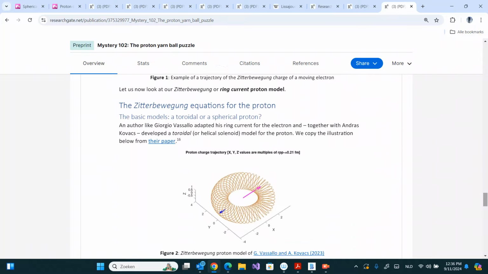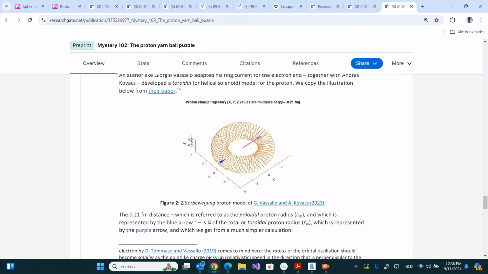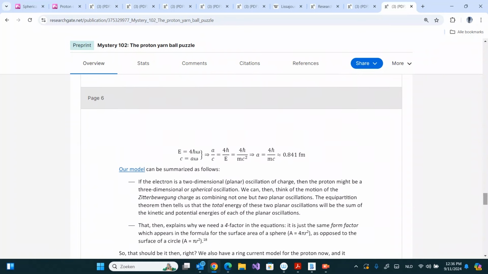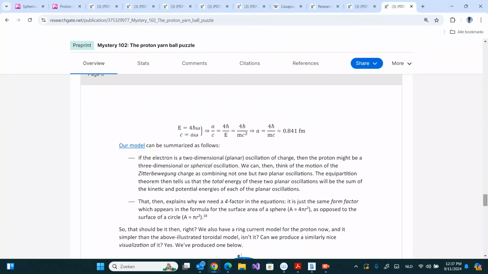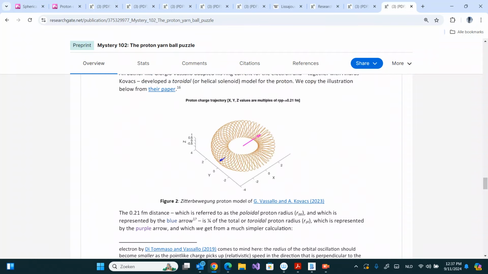I talk about these. This is a model of two researchers, real researchers. I'm just an amateur, but two scientists I greatly admire. They have a Zitterbewegung proton model, which builds on this idea of a Zitterbewegung charge, but it involves two frequencies. It's a toroidal model. So there's a frequency for the oscillation about, I would say, the circumference of the toroidal thing as a whole, and then the charge moving around this toroidal shape.